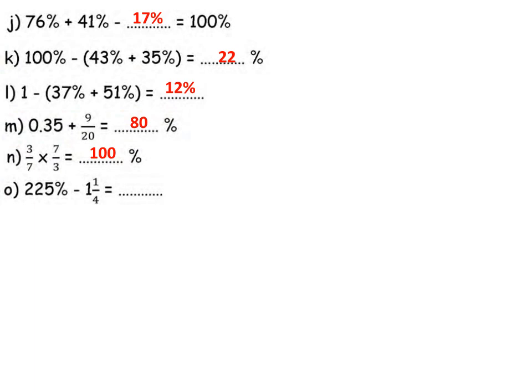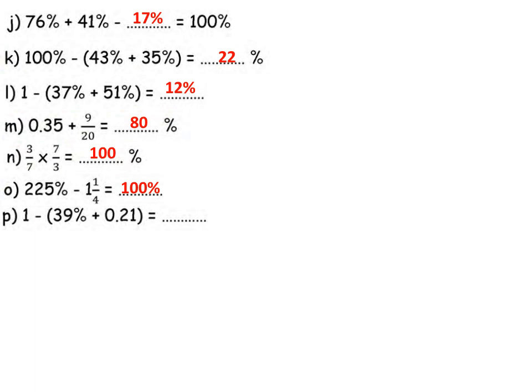Letter O, 225% minus 1 and a quarter. Firstly, we will convert 1 and a quarter into a percentage. So 1 and a quarter equals 125%. By using your calculator, 1 and 1 over 4 times 100 gives 125. So 225% minus 125% equals 100%.